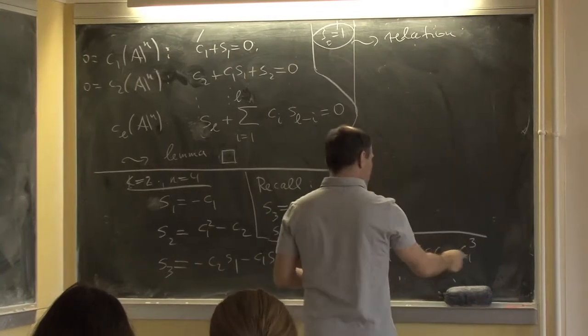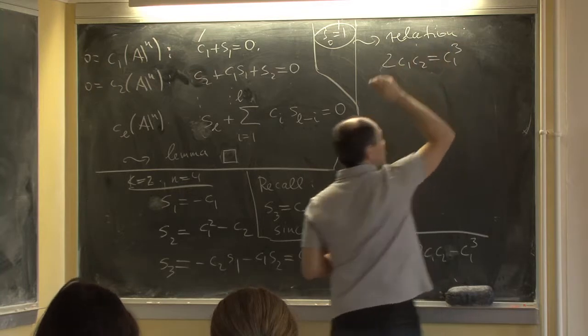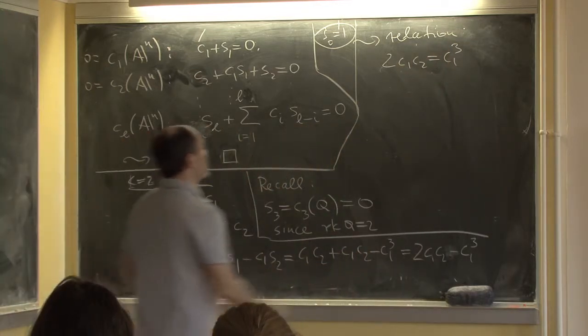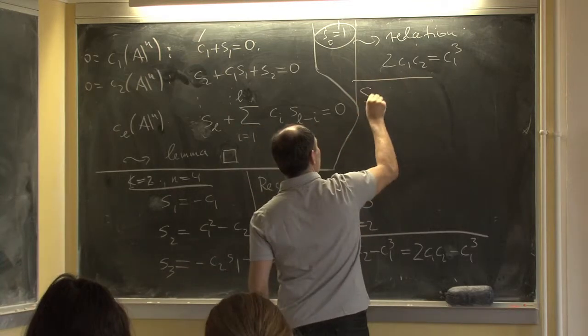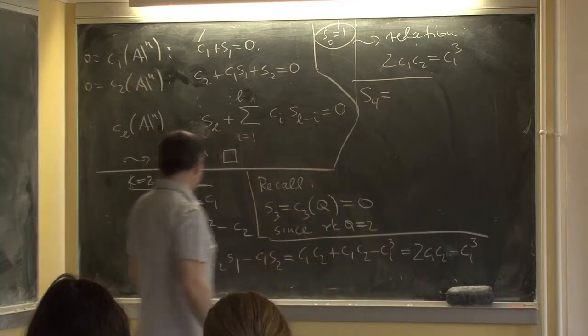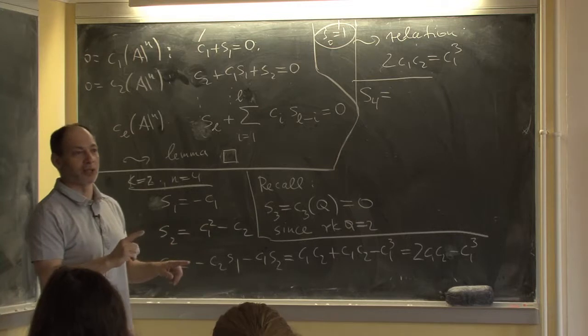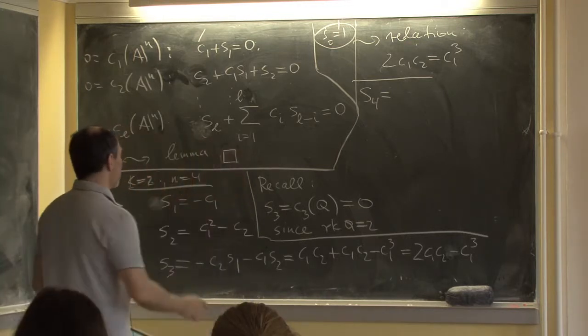And this relation just says that 2C1C2 is equal to C1 cubed. Okay? And so now let's do the next one. This is S4. But now I'm going to use this relation that I already know, that S3 is 0, so that I don't need that. So that also just eliminates terms.